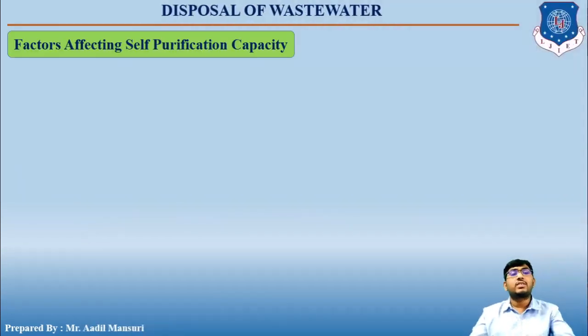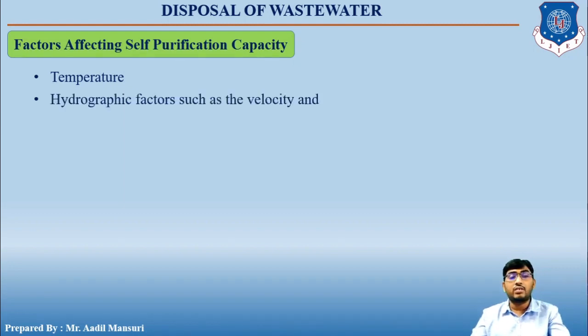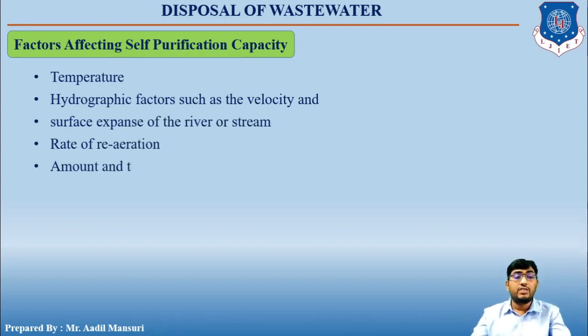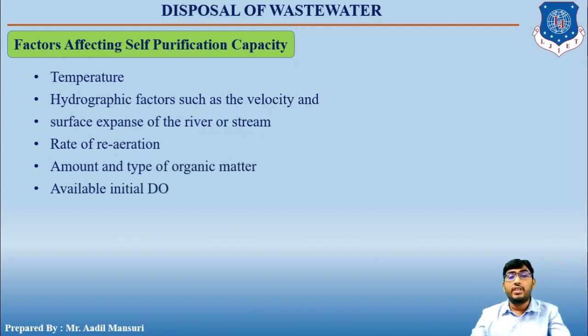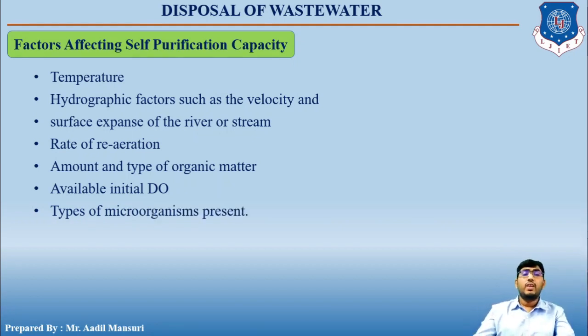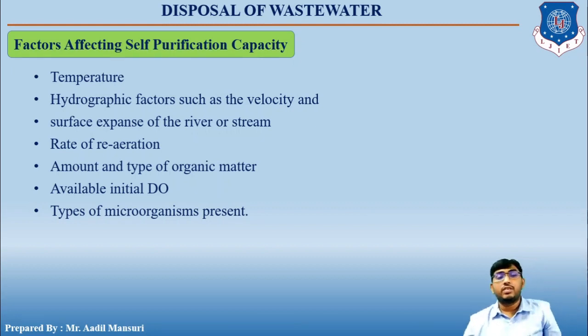So let us now discuss the factors affecting the self-purification capacity. There are different factors: temperature, hydrographic factors such as velocity and surface expansion of the rivers or stream, rate of reaeration, amount and type of organic matter, available initial dissolved oxygen, and types of microorganisms present. So let us discuss each of these.